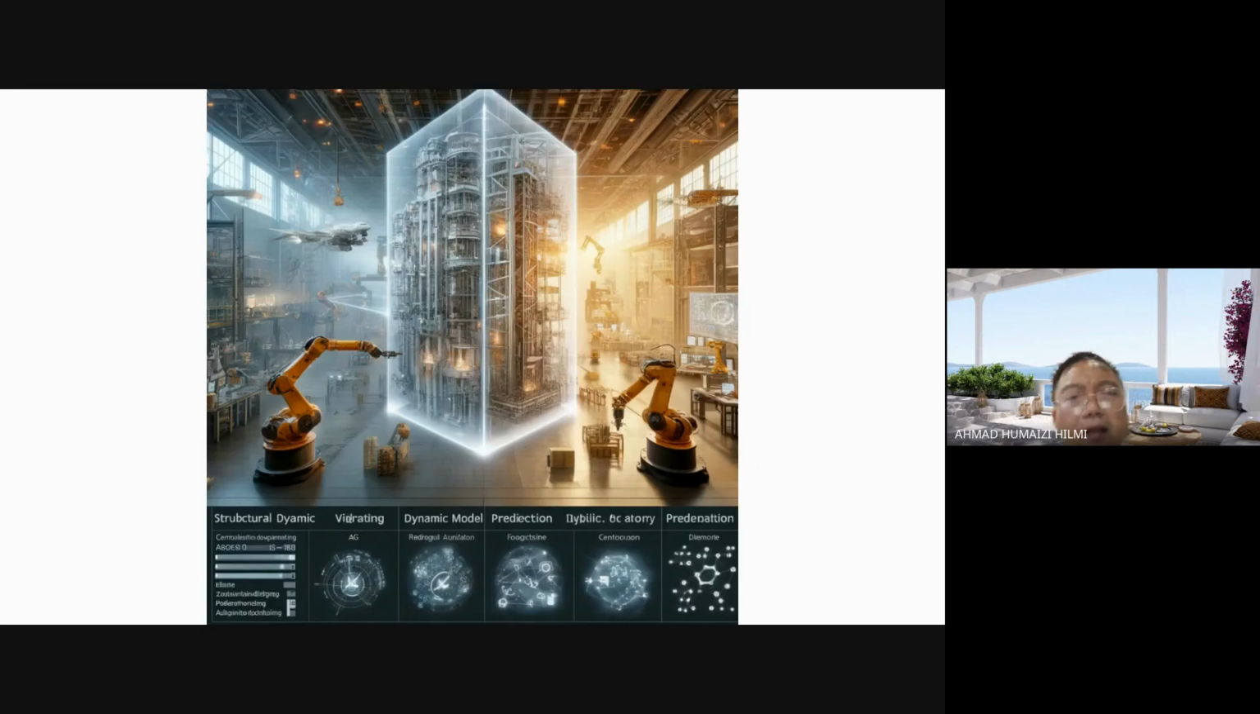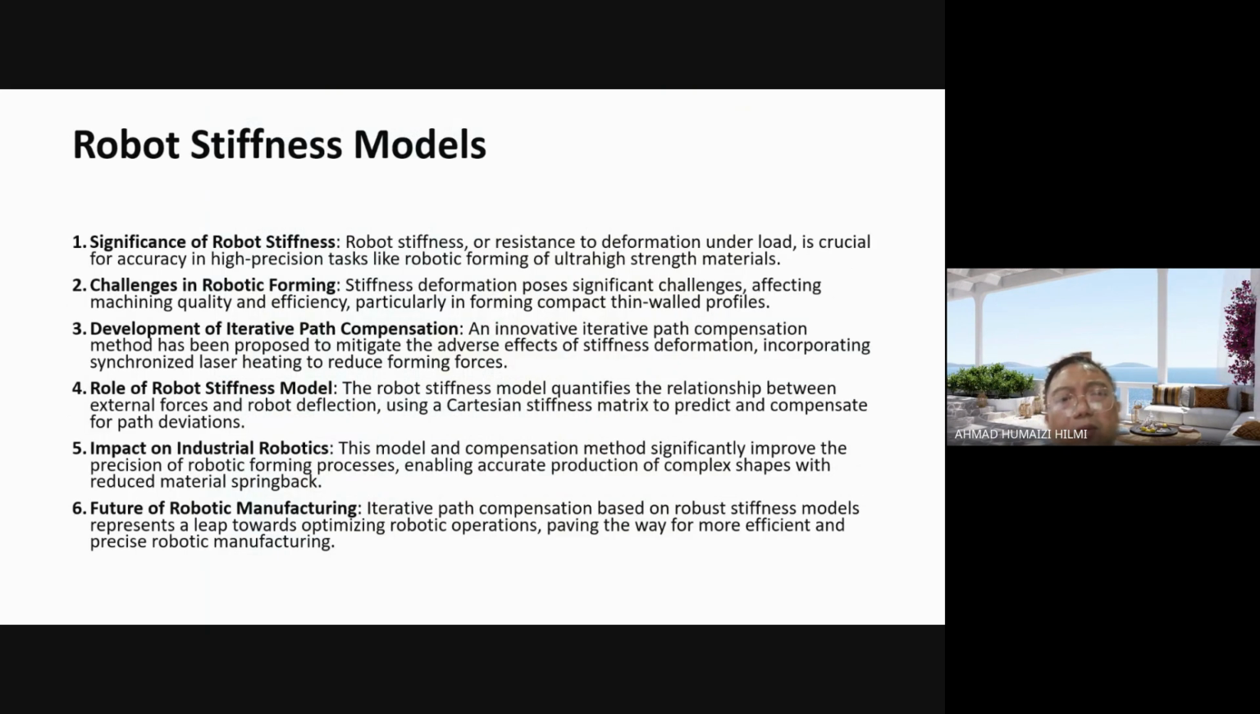Okay, the robot stiffness model. Robot stiffness, the resistance to deformation under load, is crucial for accuracy in high precision tasks like robot forming of ultra high strength material. Challenges in robot forming: stiffness deformation poses a significant challenge, affecting machining quality and efficiency, particularly in forming compact thin welded profiles. So they use iterative path compensation. An innovative iterative path compensation method has been proposed to mitigate the adverse effect of stiffness deformation.